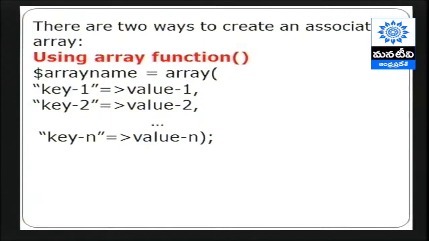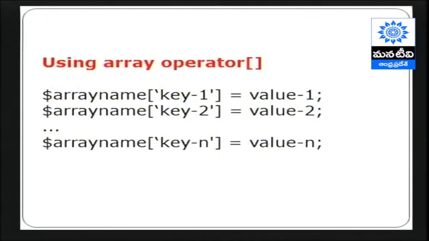Based on the values, we have to remember the index numbers, and we have to use the appropriate index numbers in the programming. That will be replaced by these user defined keys, where the user can give whatever key the user requires. And using the array operator also, we can create the associative array, where we have to use the array name and the key followed by the value.